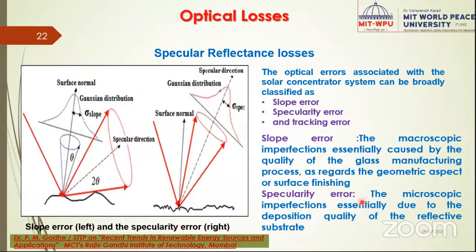In the same way, there are specularity errors. These are the microscopic imperfections. These are also essentially due to the deposition quality of the reflective substrate. The substrate has some imperfection, so due to that also the specularity errors will increase. So these are the errors due to the fabrication and the substrates used for making the mirrors. These are the slope error and the specularity error.